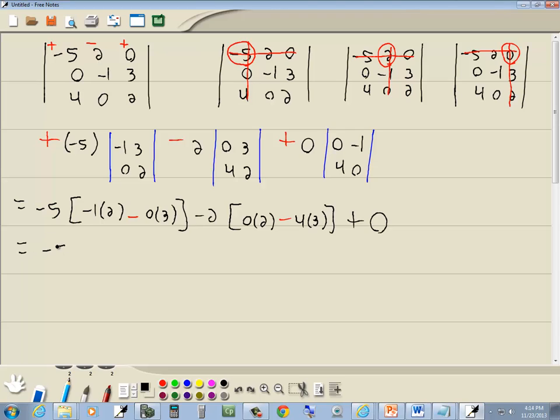Okay, so I got -5. -1 times 2 is -2, minus 0 times 3, that's -0. -2, 0 times 2 is 0, minus 4 times 3 is 12. Those zeros don't add anything, so we got -5 times -2, which gives us 10. And that 0 drops away, and you got -2 times -12, which gives us positive 24. And 10 plus 24 gives us 34. And that's our answer.